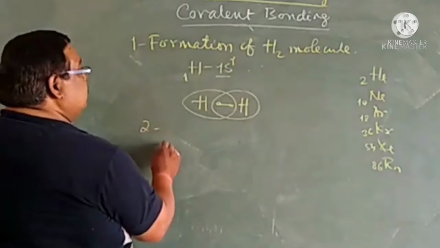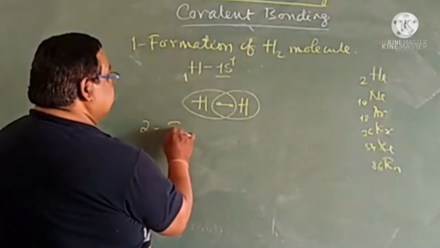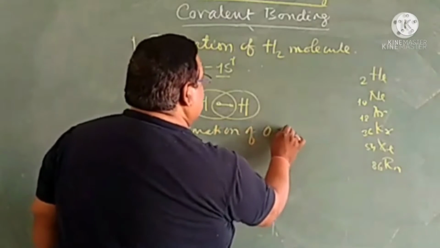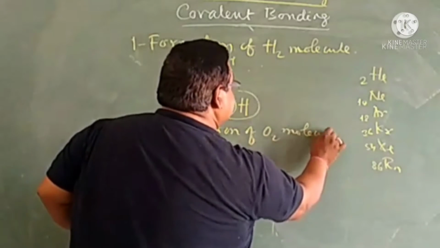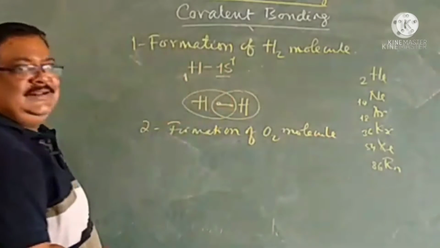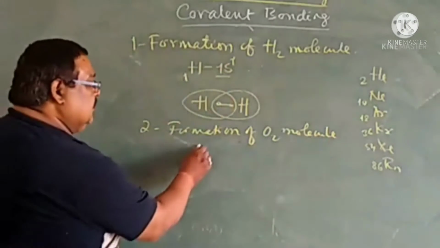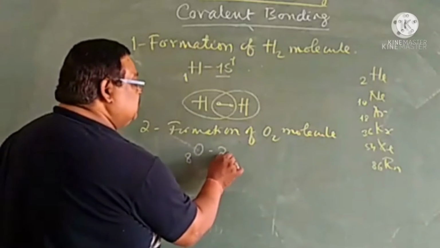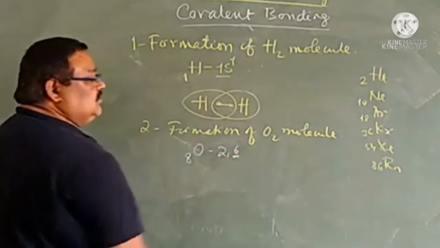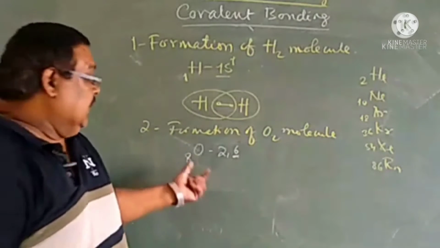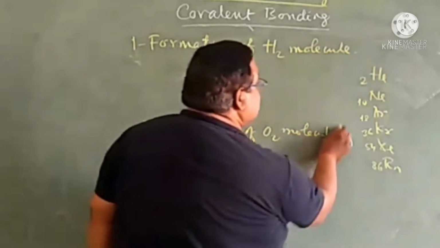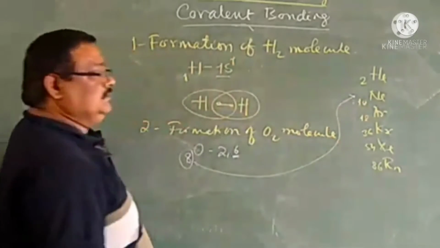Another example, suppose formation of the oxygen molecule, O2. Now, what is the atomic number of oxygen? Oxygen atomic number is 8. If you look at the electronic configuration, it contains 6 valence electrons in its outermost shell. And this oxygen atom is nearest to neon.